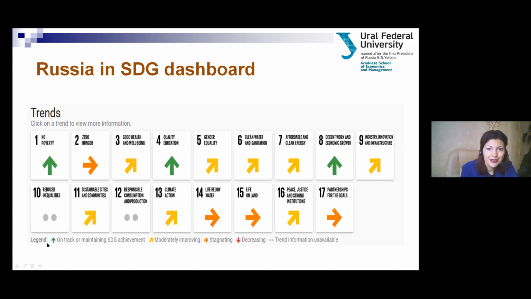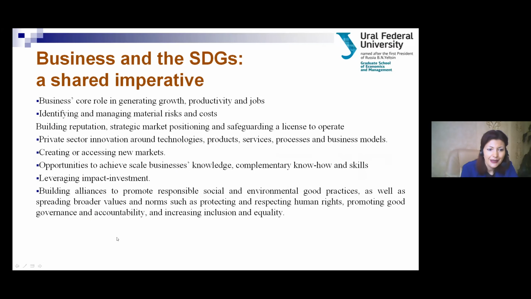Okay, let's move further. While I was talking, I've already outlined some of the shared imperatives between business and SDGs. So try to answer the question: why would business transform their business model? Why would they like to progress and analyze their activity within the SDG framework? I just want to outline some of the key words on this slide.